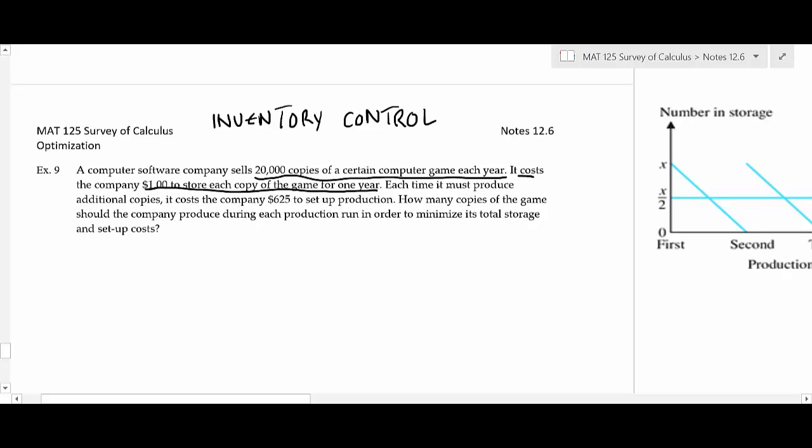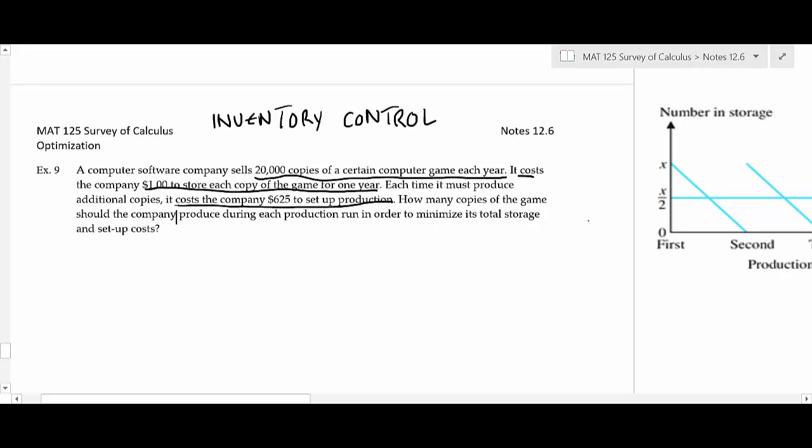Okay, then it says each time it produces additional copies, it costs the company $6.25 to set up production. So it's not going to just produce all 20,000 at the same time. It may set up production as it goes. So it might produce 5,000 of them, then sell them, and then it may do another 5,000 or whatever. That's the idea. So the question says, how many copies of the game should the company produce during each production run in order to minimize its total storage and setup costs?